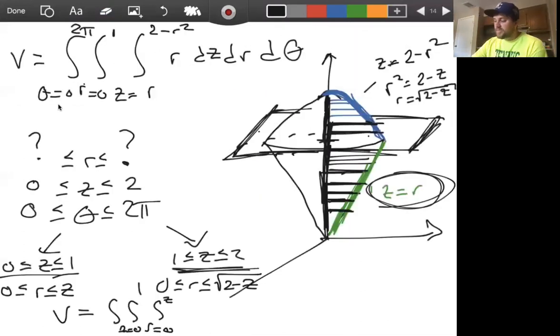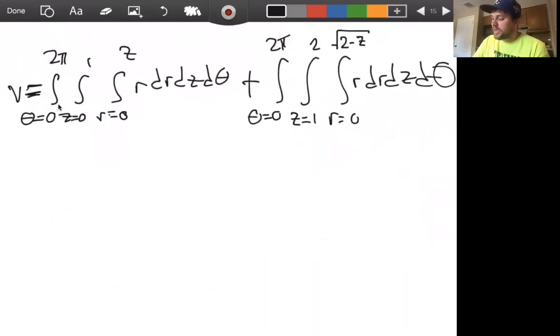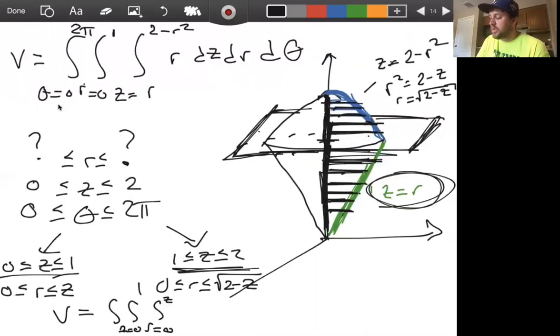And so hopefully this gives us a decent idea of what switching order of integration in cylindrical coordinates looks like. It can be a little complicated, especially when you have to split up an integral into two integrals based on a z value or something like this. And so this concludes everything I wanted to teach over integration in cylindrical coordinates.